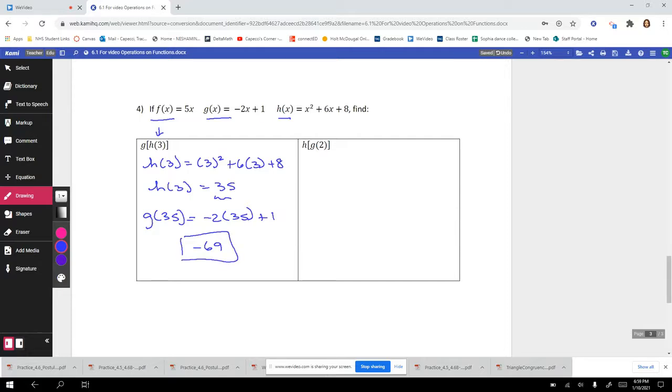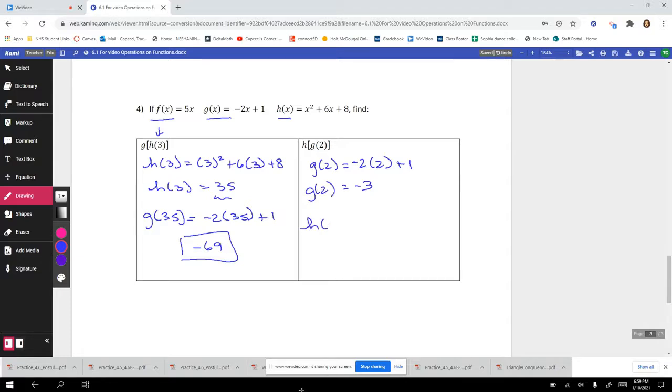Okay, last problem. Same thing. I'm going to start from inside out. So I'm going to find g of 2. And I have negative 2 times 2 plus 1. So that gives me negative 4 plus 1. So that equals negative 3. So g of 2 equals negative 3.